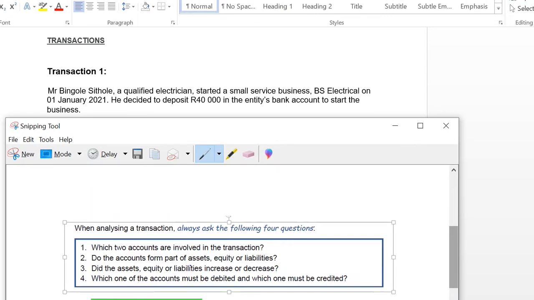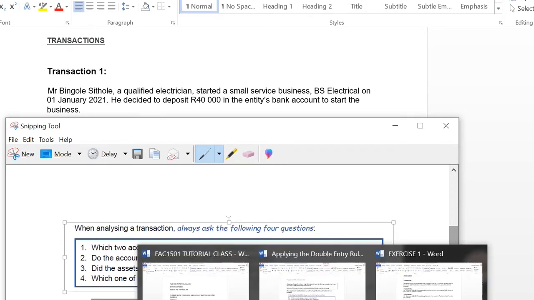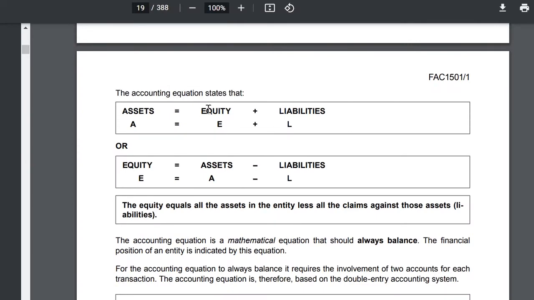Number 4, which one of the accounts must be credited and which one must be debited? Bank is an asset, and when an asset increases, you debit. Capital is equity. When equity increases, you credit. The question that I have is, how will this affect your accounting equation?